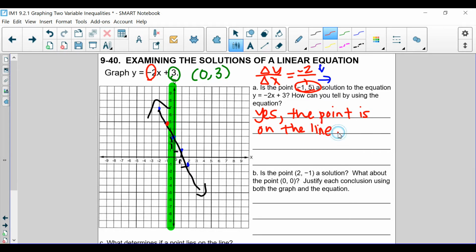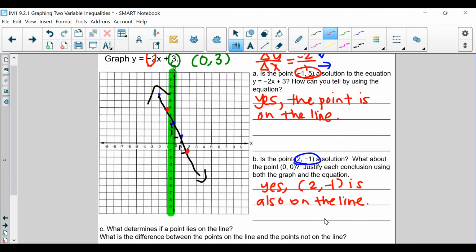Now, let's go ahead and talk about this one. Is 2, negative 1 a solution? So let's look, 2, negative 1. That's going to be right here, and 2, negative 1 is also a solution. So we're going to say yes. 2, negative 1 is also on the line. So we notice it's also on the line, so those two are solutions.